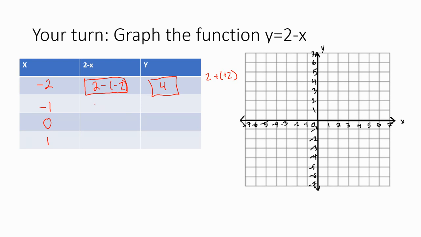All right, go ahead and carry on. Go ahead and fill in here 2 minus -1. What's your y value? You should have gotten 3. And I'm going to go ahead and skip filling this in. You do it on your own. And what's your y value when x is 0? Okay, you should have gotten 2. And last, what's your y value when x is 1? You should have gotten 1.